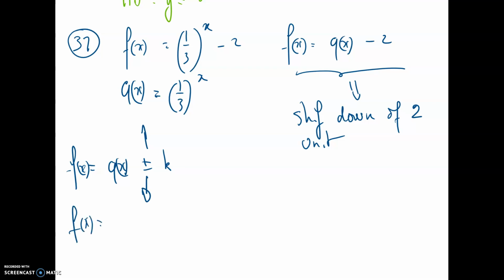But if you had f of x equal g of x plus or minus k inside, when it's a plus, you're moving to the left. When it's a minus, you're moving to the right. So what you need to do is just graph (1/3) to the x, and then have a shift of 2 units of the whole graph g of x.